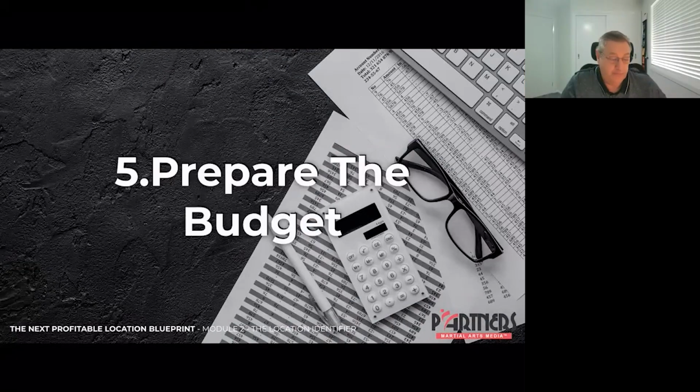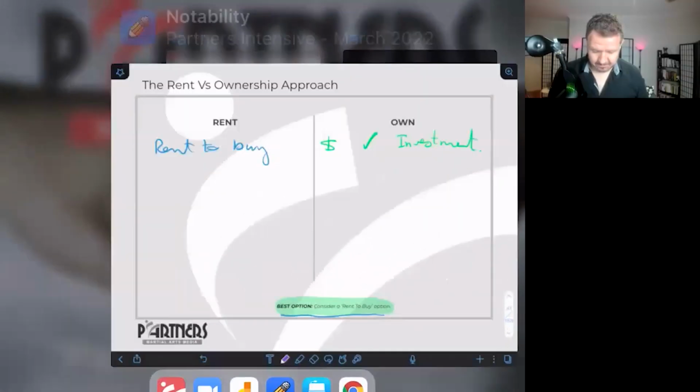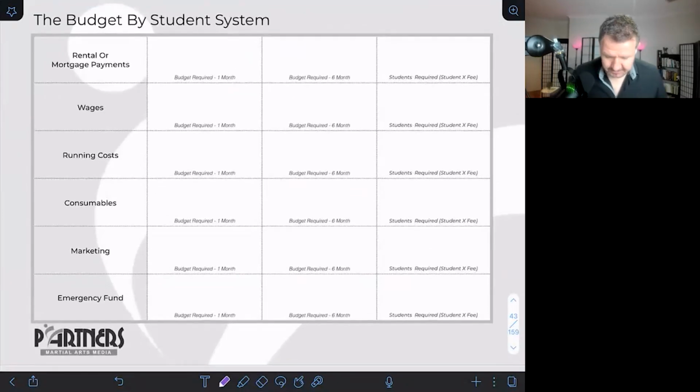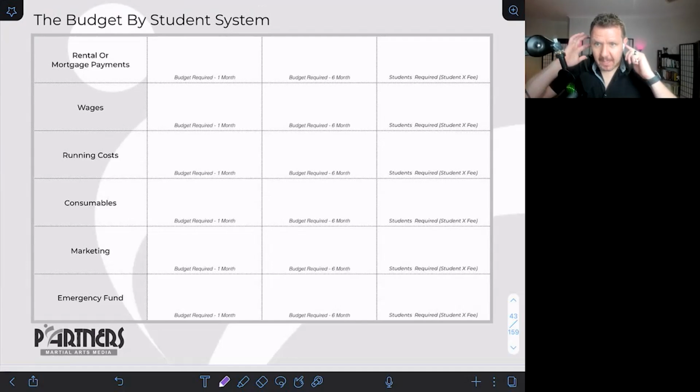Prepare the budget. Straight into it. And Kevin, you can elaborate on this, just using a formula: what are the key expenses and how do you equate a student value to that?